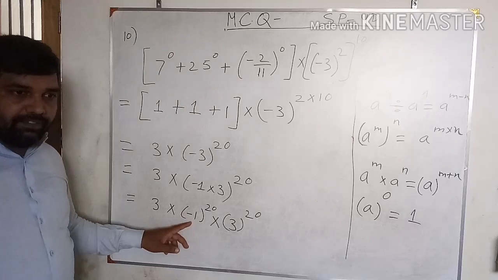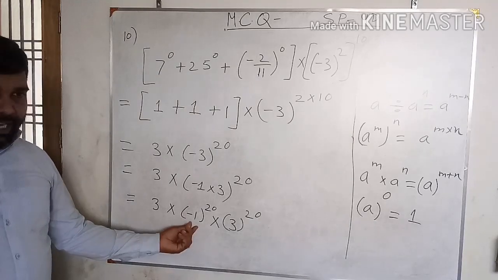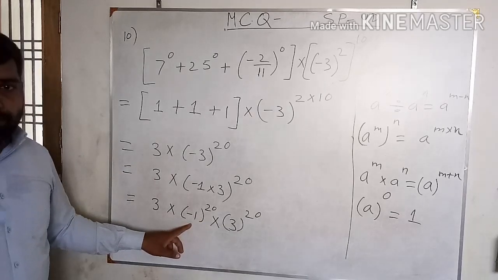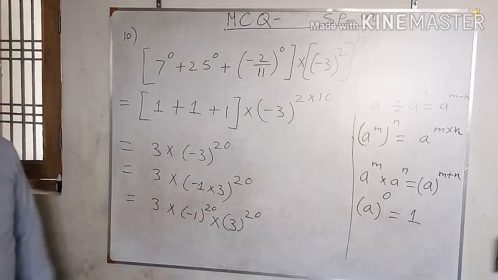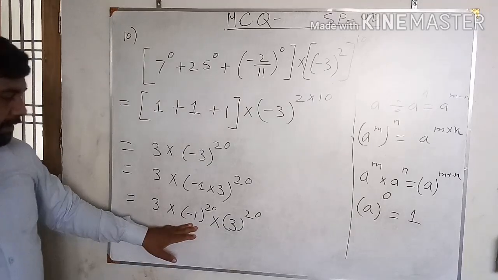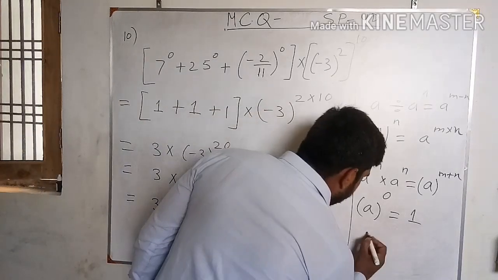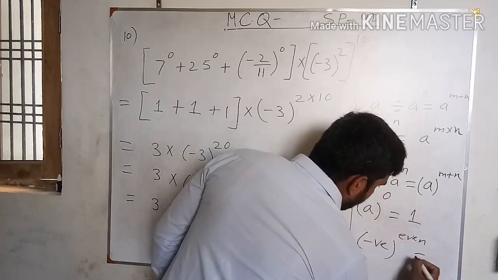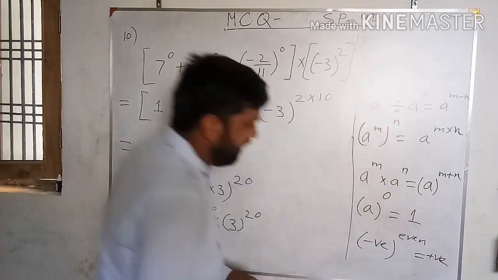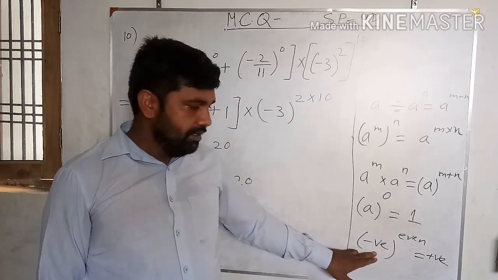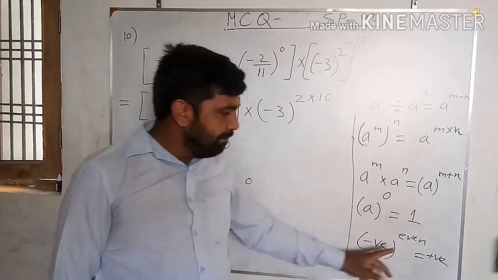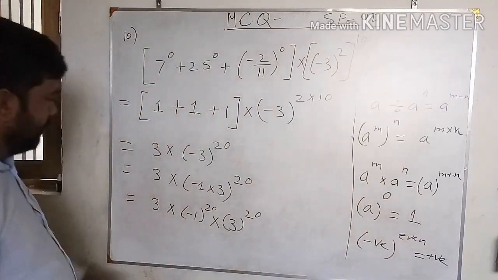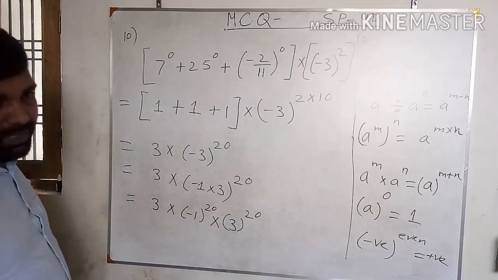Now if the base is negative and the power is even, minus 1 is multiplied by itself an even number of times, that is 20 times. 20 is even, so you will get a positive value. The answer will be positive. So the answer of minus 1 to the power 20 is plus 1.